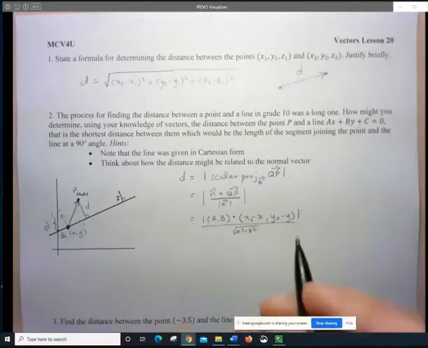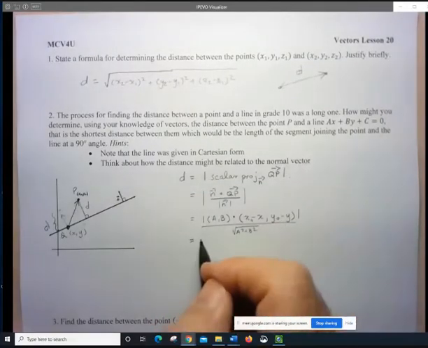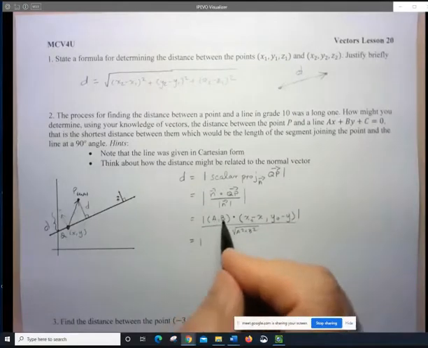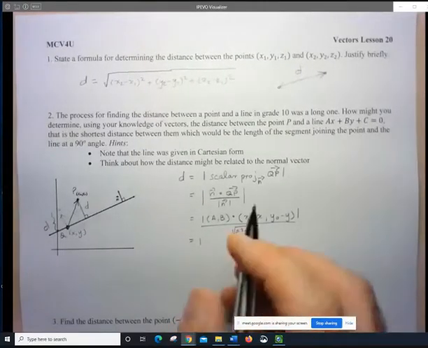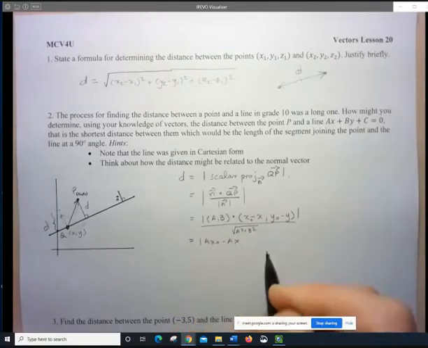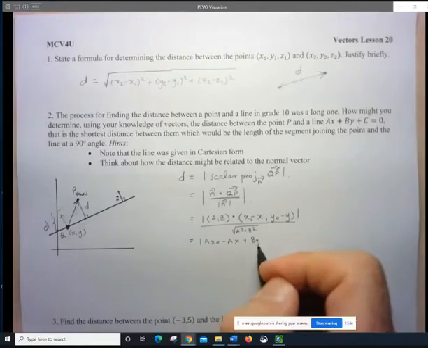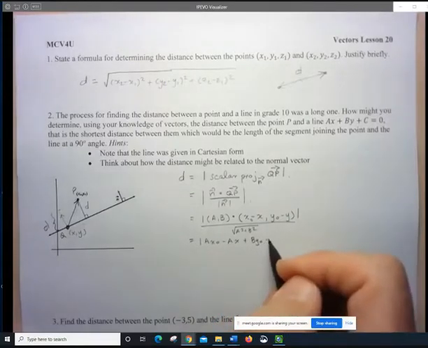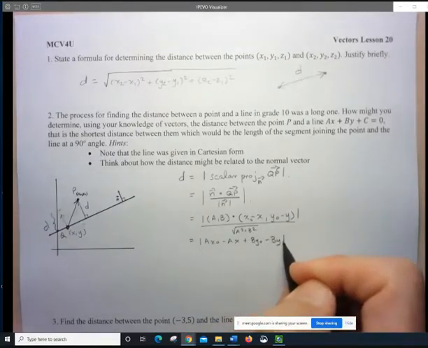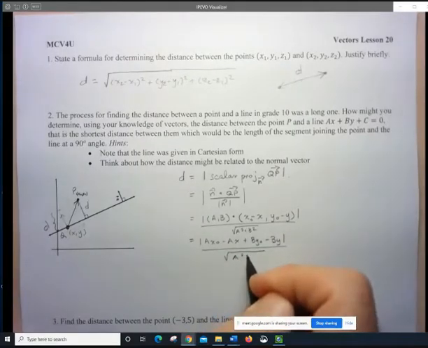Okay, let's keep going. This is still a fair bit of work, so let's do this dot product here. What do we have? We have a times x naught minus x, so that's ax naught minus ax, then plus b times y naught minus by, all over the square root of a squared plus b squared.